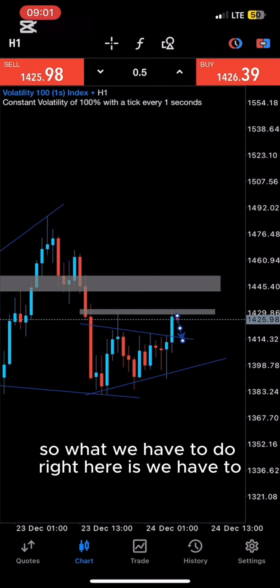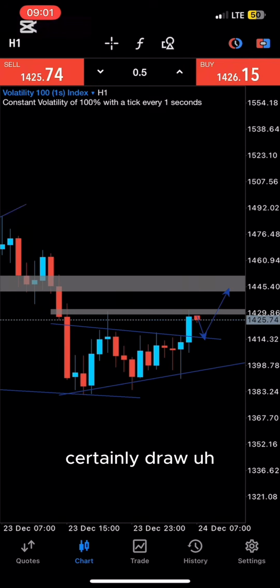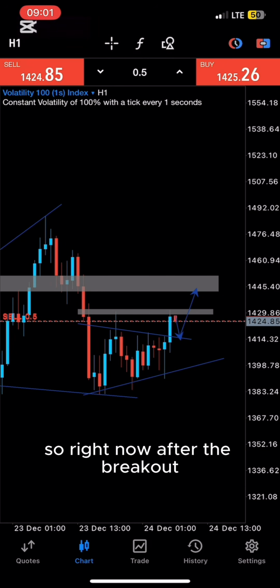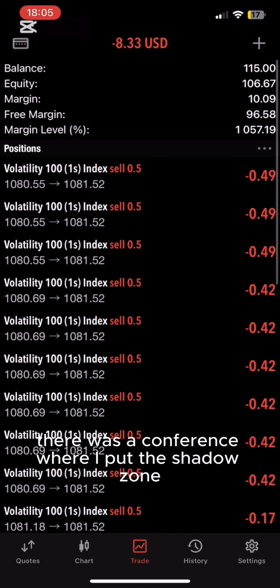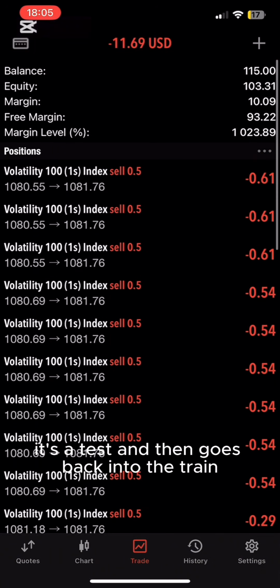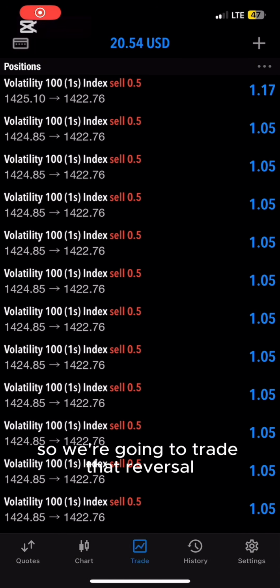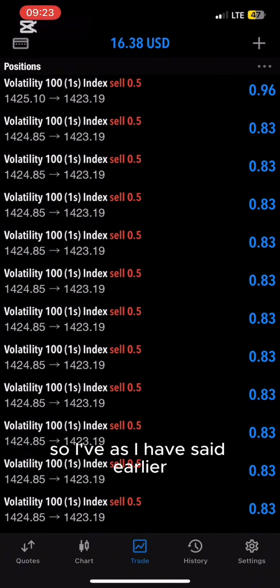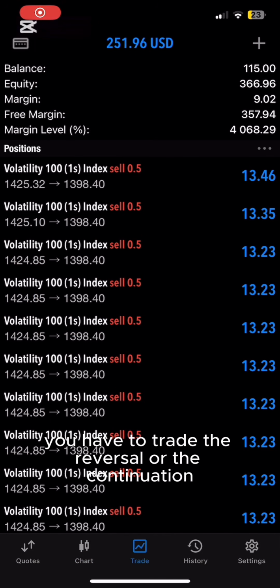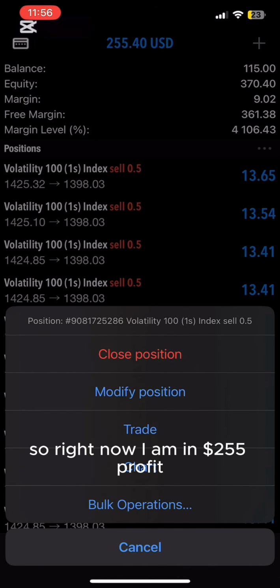So what we have to do right here is we have to certainly draw the lines where the market might be headed. Right now, after the breakout, there was a confluence where I've put the shadow zone. This is where the market is going to start its retest and then goes back into the trend and maybe go up as marked by those arrows. So we're going to trade that reversal. As I have said earlier, it's your choice to know whether you trade the reversal or the continuation. Right now I am in $255 profit.